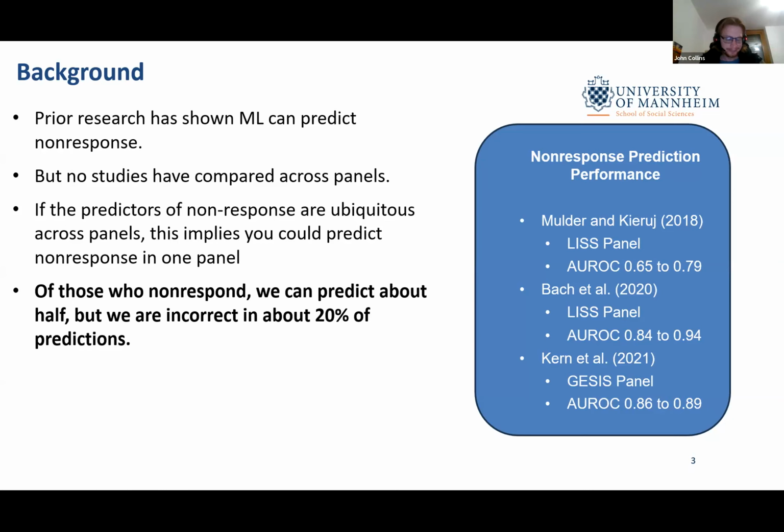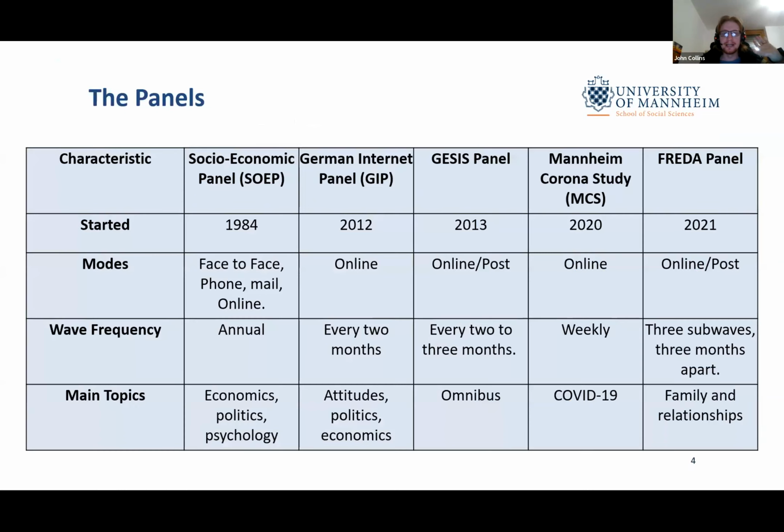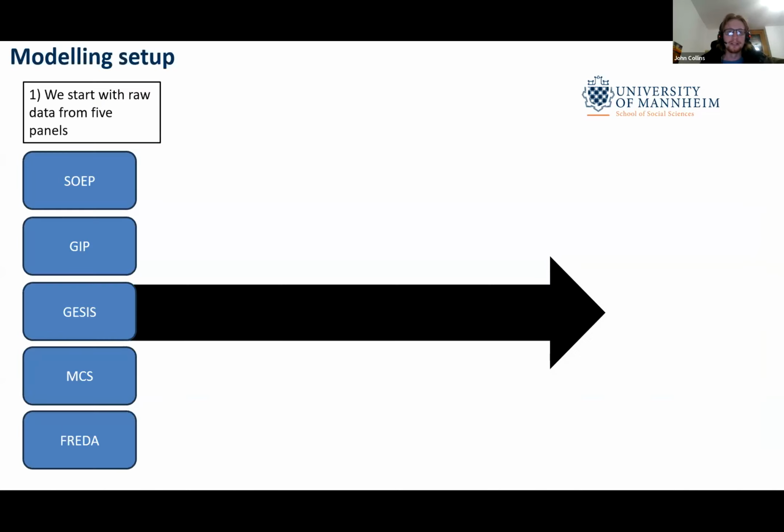So to test that, we are going to take 5 different longitudinal surveys, all of them with various differences between their designs. Some of them are annual, some of them are weekly, some of them are online, some of them have a post component. We're going to take all 5 of these different panels, and we're going to train equivalent machine learning models across all of them, and then we're going to see whether there's any big differences in what machine learning algorithm does better in different circumstances. So let's talk a little bit about that modeling approach.